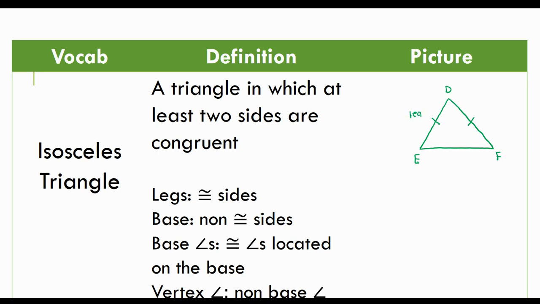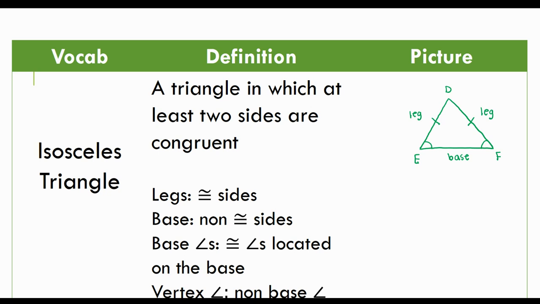So I would call this side a leg. I would call this side a leg. We call the base the side that is not congruent. So since segment EF is what's not marked up congruent, that would then be considered the base. So then we have base angles. Base angles are congruent angles that are located on the base. So notice that since the base is made up of the segment EF, we'll notice that angle E is on that base, and so is angle F. So those two are base angles.